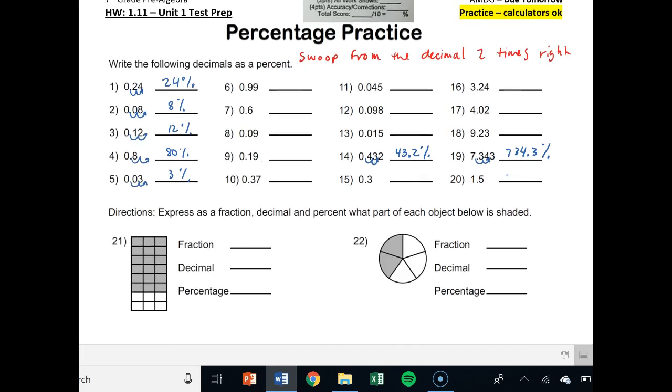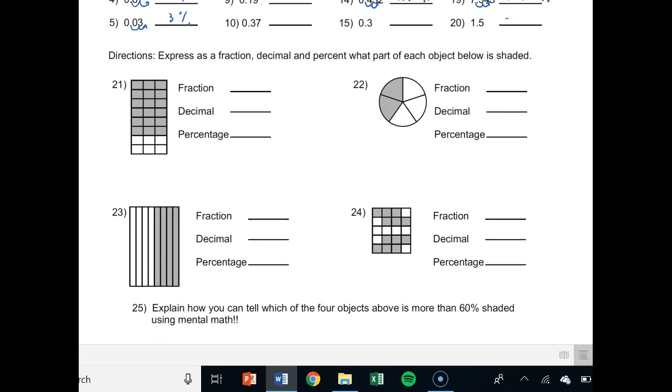All right. In the next part, it says express each as a fraction, decimal, and percent. What part of the object below is shaded? So it would be helpful to count everything. So this is 3 by 1, 2, 3, 4, 5, 6, 7, 8. So 3 by 8 means that this is out of 24. So your fraction is going to be out of 24.